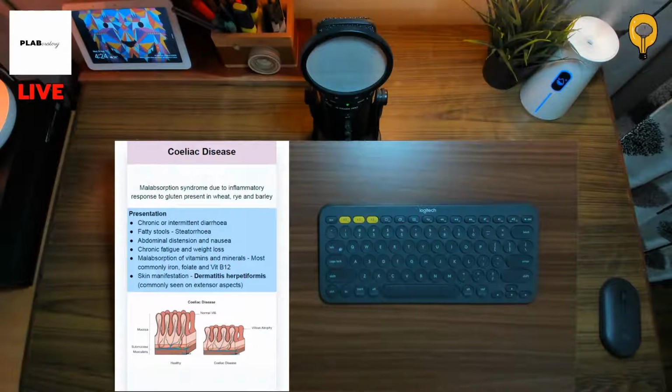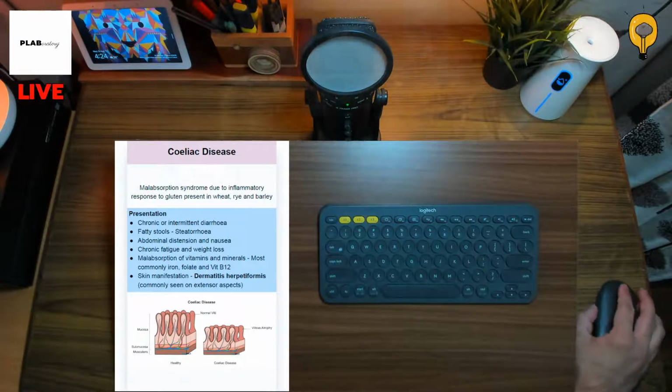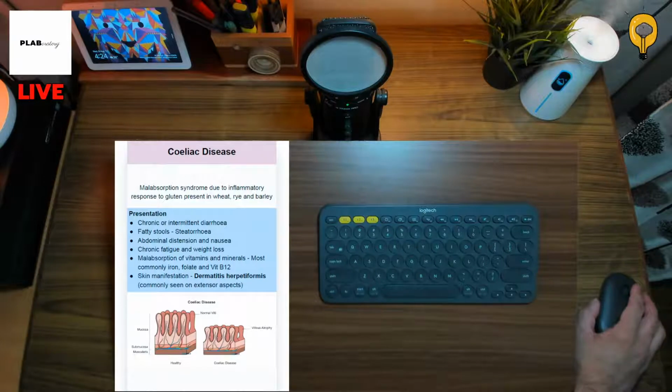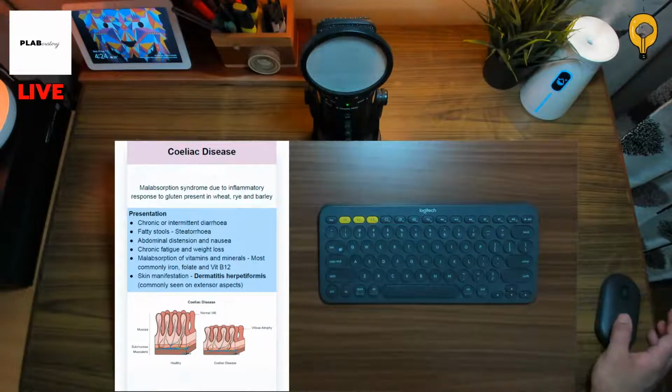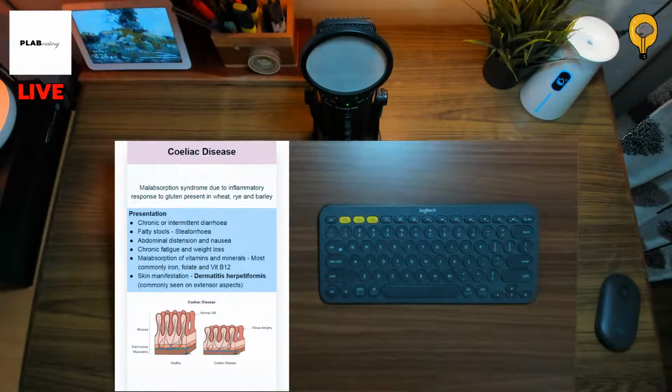Investigations: specific autoantibodies, and jejunal or duodenal biopsy. Specific autoantibodies are TTG antibodies, which are IgA type, the first choice according to NICE guidelines. Tissue transglutaminase, TTG antibodies, that is tissue transglutaminase antibodies, which are IgA type, are the first choice according to NICE.